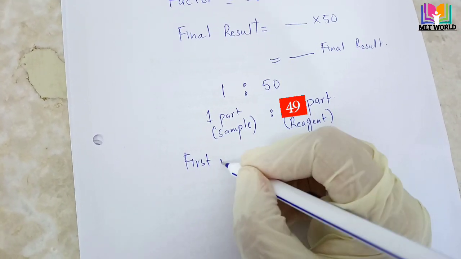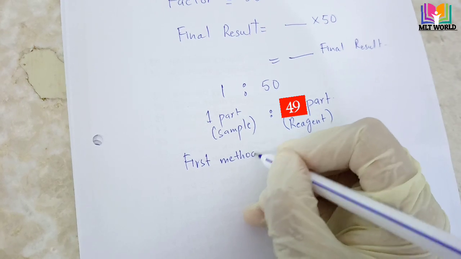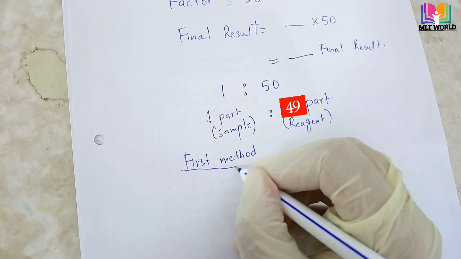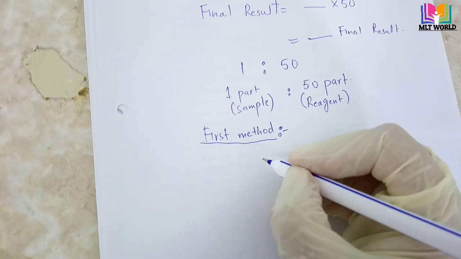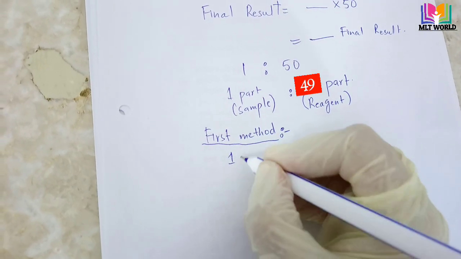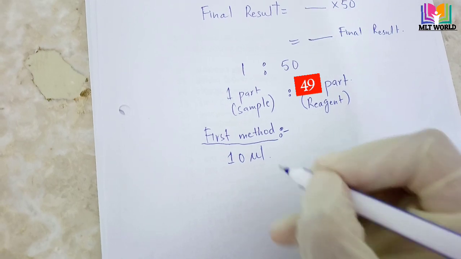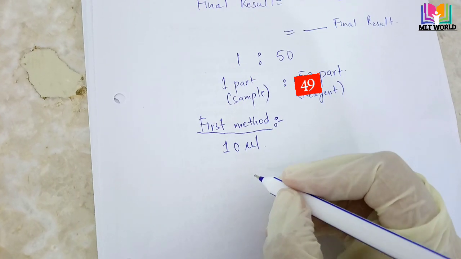Now there are two methods I will share with you. When you understand the concept, you can use any sample quantity and make different dilutions, but always remember the result will be multiplied according to the factor, not according to the sample quantity.